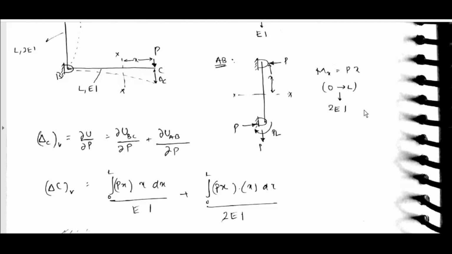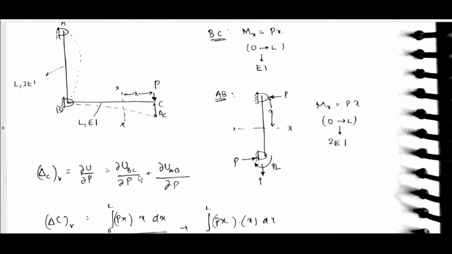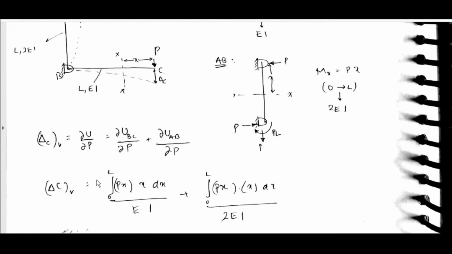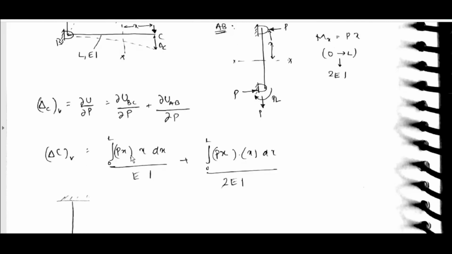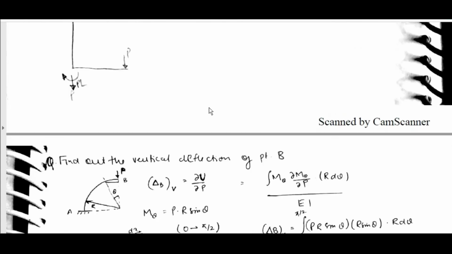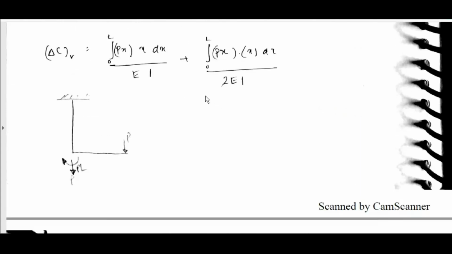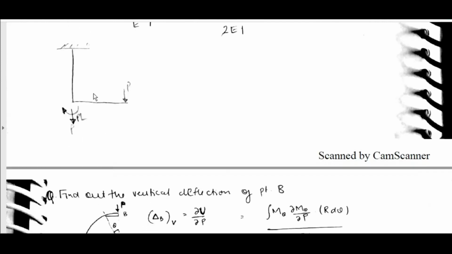To balance this PL, there will be P here and P here. Mx is equal to P into X. Delta C is equal to dou U by dou P, which is equal to dou UBC by dou P plus dou UAB by dou P. Delta CV is equal to integral 0 to L Px into X dx by EA plus integral 0 to L Px into X dx by 2EA. Okay, we'll get it like this. If it is not fixed, then this beam will be P and PL will be here. We can find out for this section also.